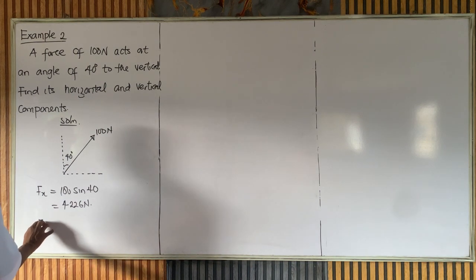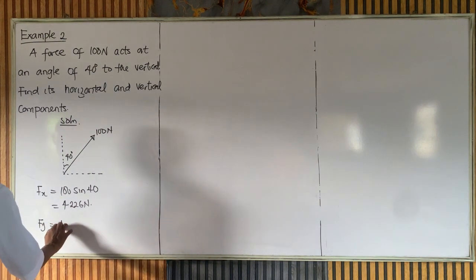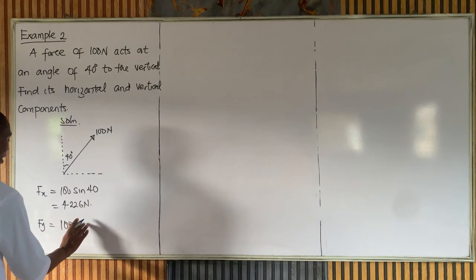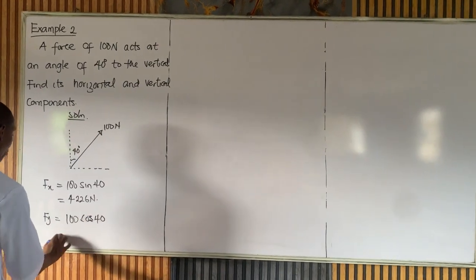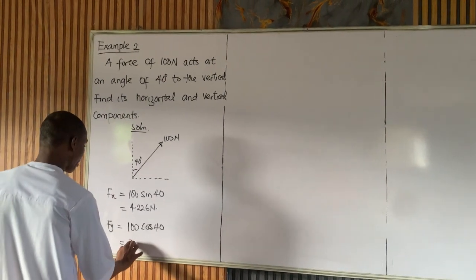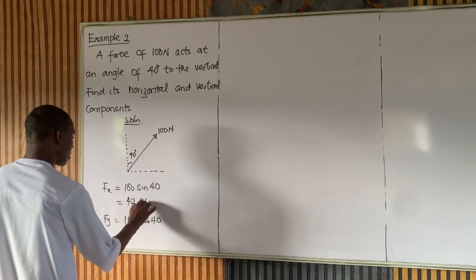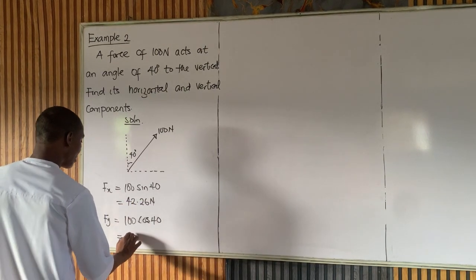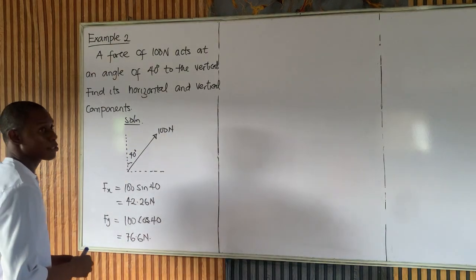Now, f of y, resolving towards the vertical, where the angle lies, is going to be 100 cos 50, because the angle lies there, which is 100 cos 40. If you do that, you get 42.26 Newton, and this is going to be 76.6 Newton. That's that about this question.